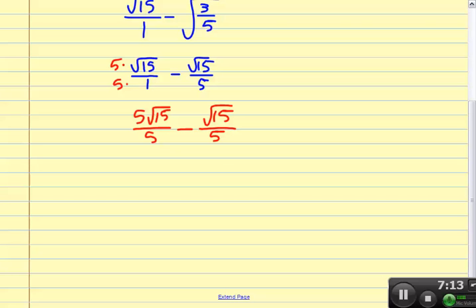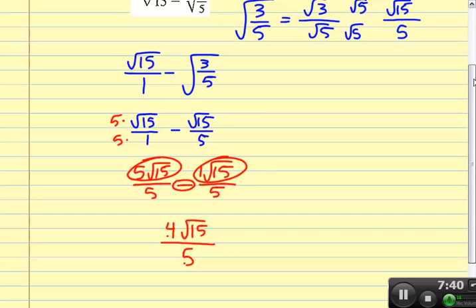Now they have a common denominator, so I know when I put them together, it's going to be over 5. But it's 5 root 15 minus 1 root 15, right? There's a 1 in front there, so that gives us 4 root 15. Done. Can I reduce these two numbers? No. If I could, then I should, but I can't. 4 and 5 don't reduce. That's it. Done. Simplified.